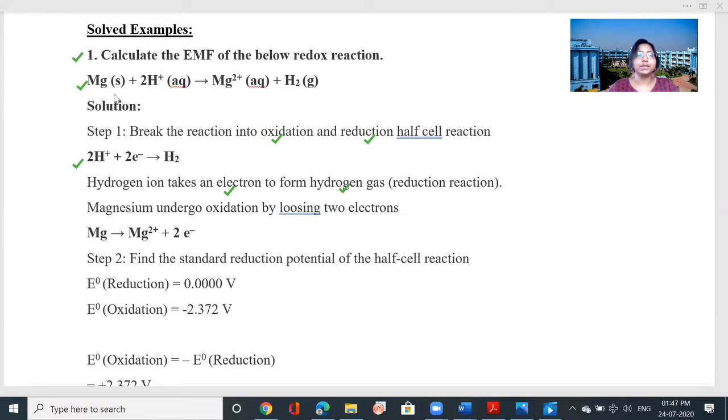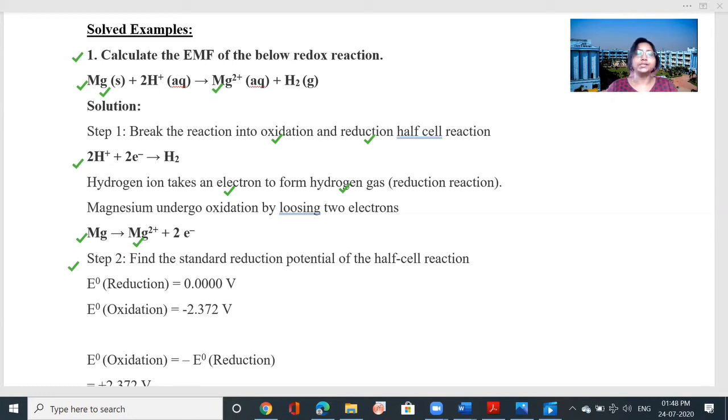Next, you can see the magnesium converted to Mg2+. So it gives the electrons. That is why we can say that is the oxidation reaction. So in step 2, we have to find the standard reduction potential of the half cell reaction. This I will explain in the next lecture.